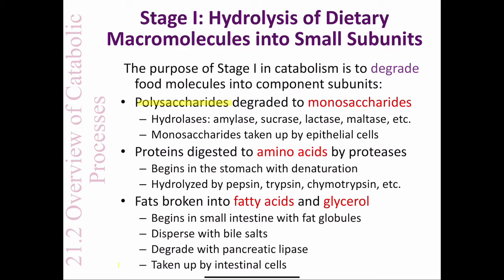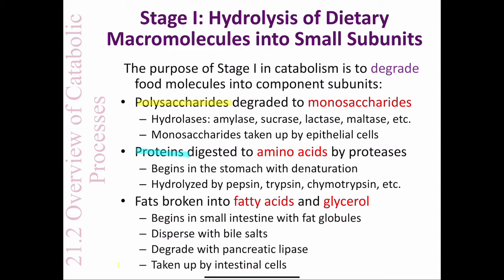Similarly, sucrose is hydrolyzed to glucose and fructose by the enzyme sucrase, and lactose, or milk sugar, is degraded into glucose and galactose by the enzyme lactase in the small intestine. The monosaccharides are taken up by epithelial cells of the intestine in an energy-requiring process called active transport.